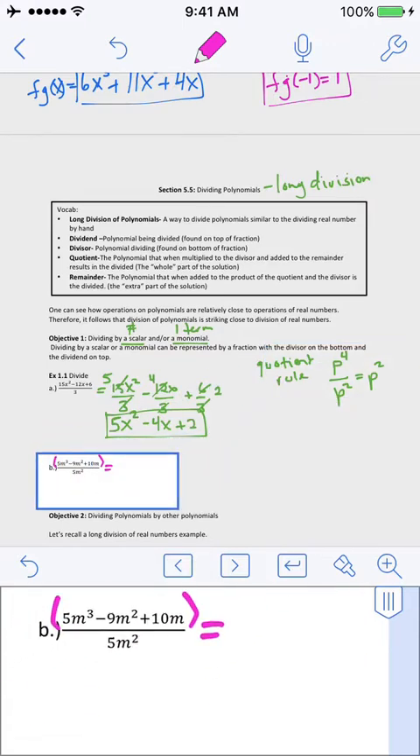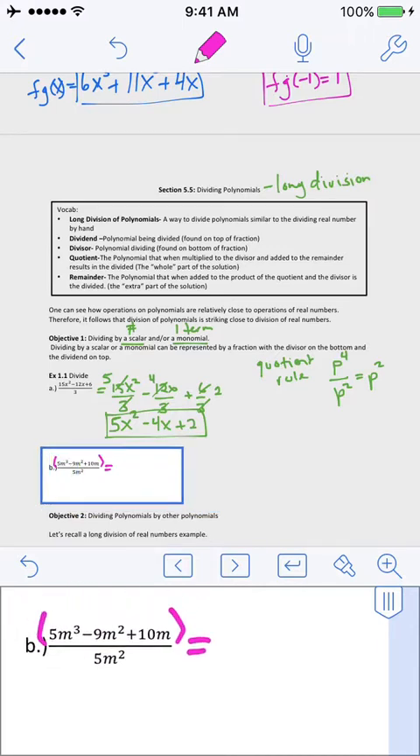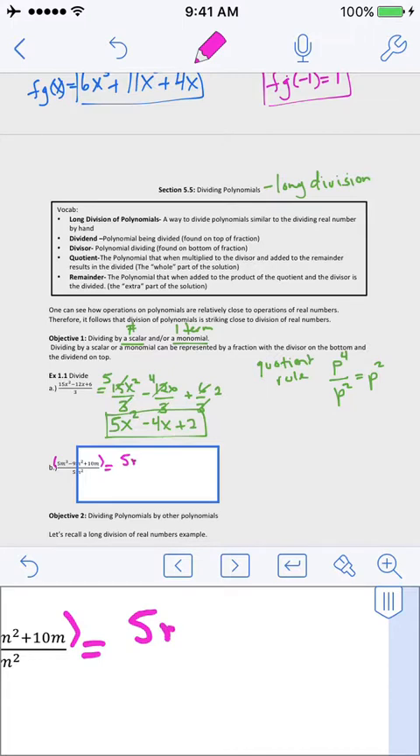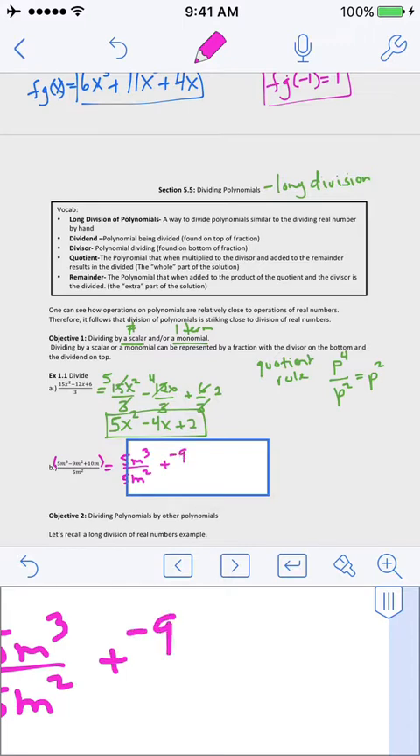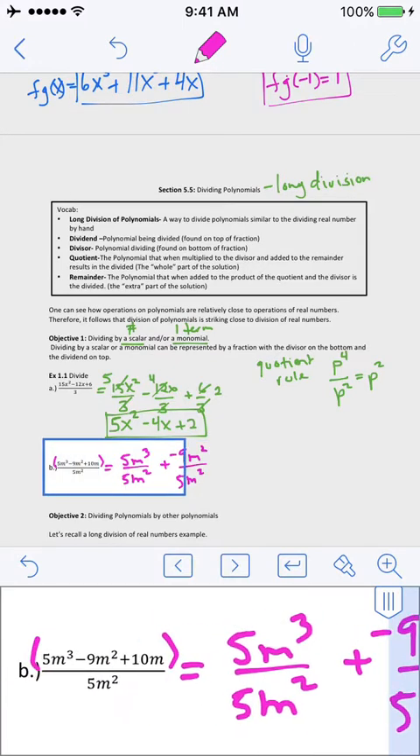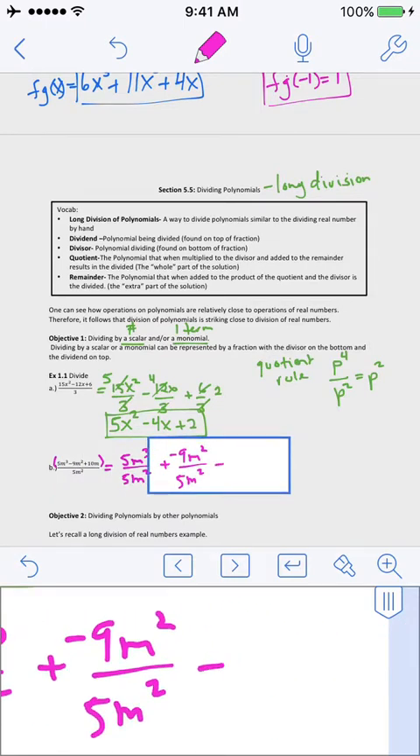But this process only works if you're dividing by a scalar or a monomial. If you're dividing by a scalar or monomial, you can divide anything you want, right? And it works this way. So let's try splitting it up. We've got 5m cubed divided by 5m squared. We've got plus negative 9m squared divided by 5m squared. And lastly, we've got 10m divided by 5m squared.